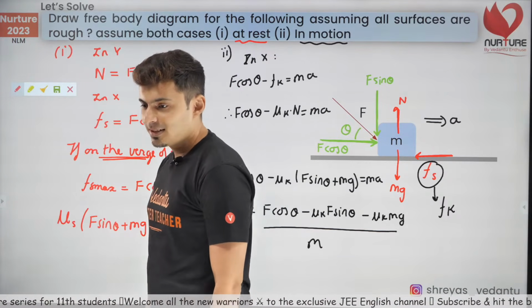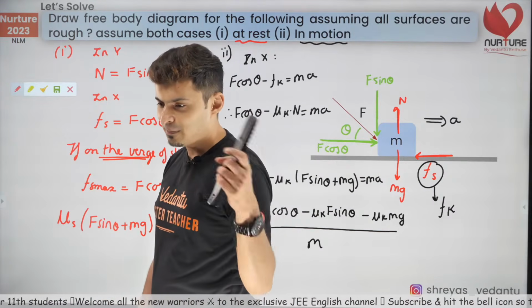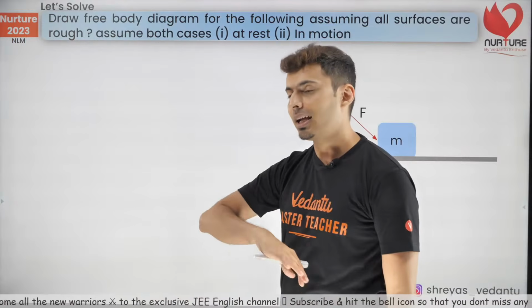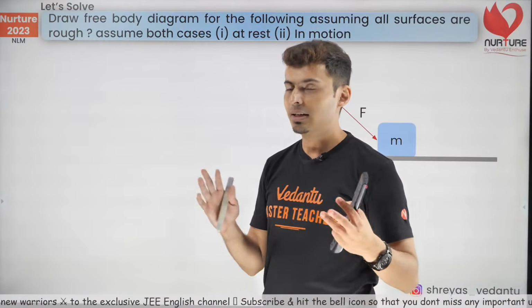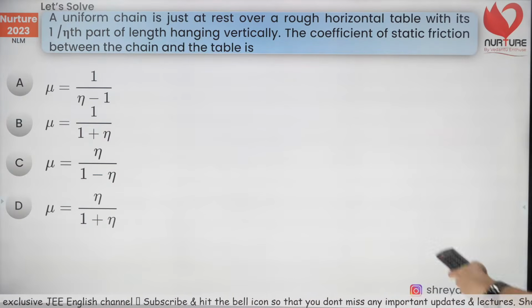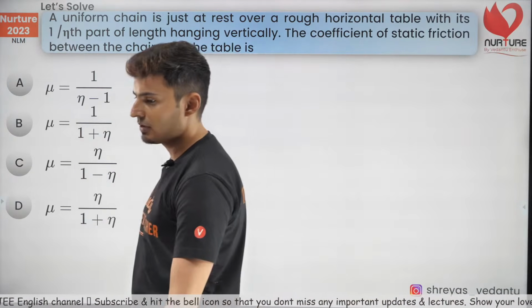What is the difference between Fs and Fs max? Just watch the replay of the lecture. Fs is the value of friction at any given instant when it is stationary. Fs max is the limiting value. I have explained it in detail. Let's solve this question coming up on your screen now.